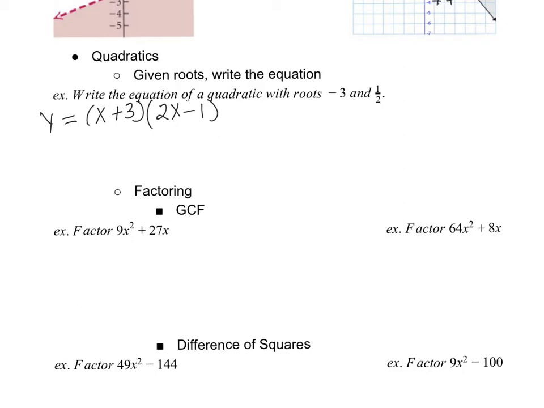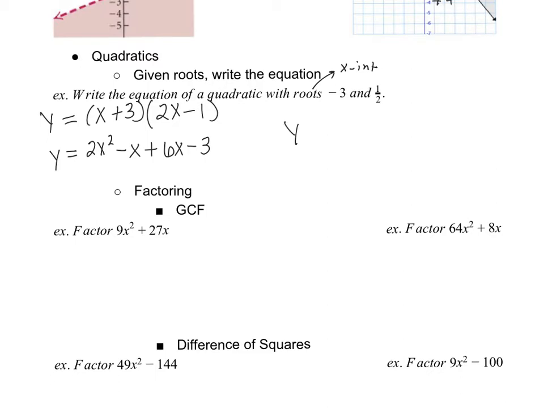You can always double check that this is the correct factored form by graphing it in Desmos and making sure that the roots, which are also known as the x-intercepts, match what we're given. Now I want to work on converting it to standard form by distributing. So x times 2x is going to be 2x squared. x times -1 is -x. 3 times 2x is going to be 6x. And lastly, 3 times -1 is -3.